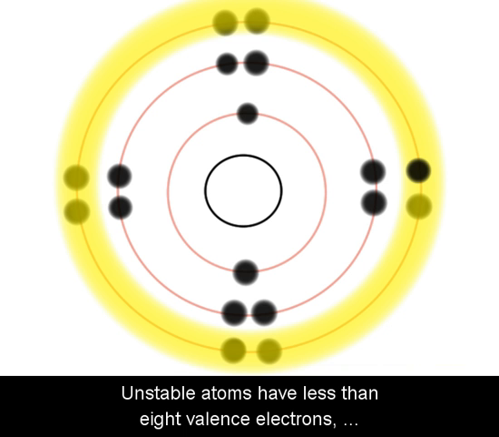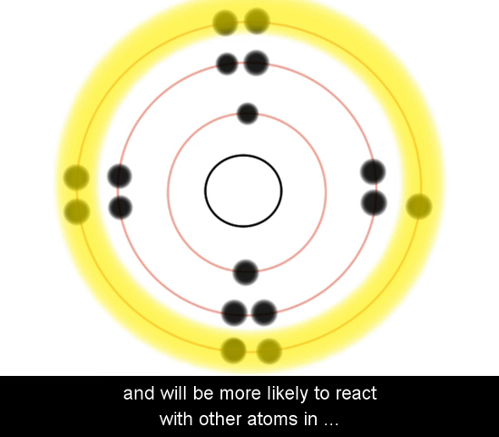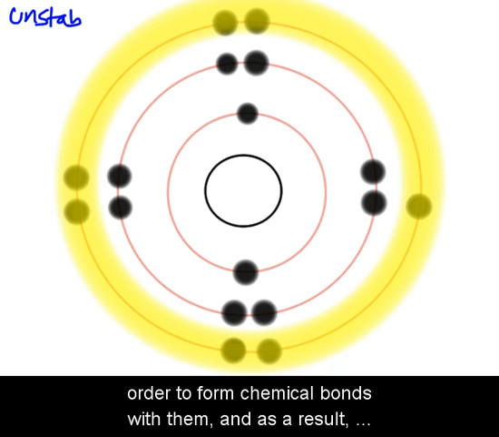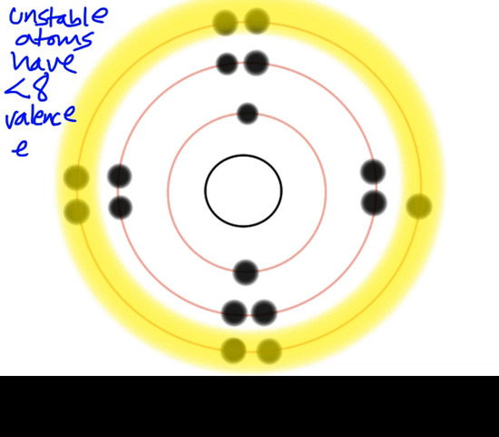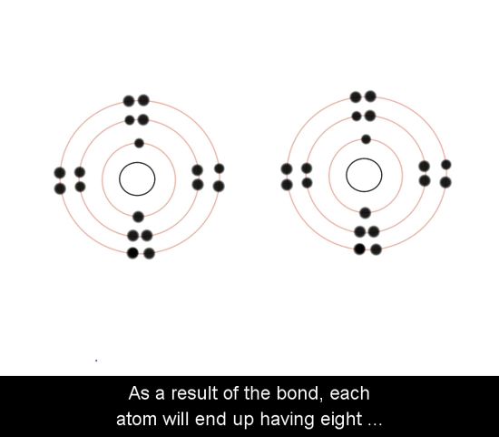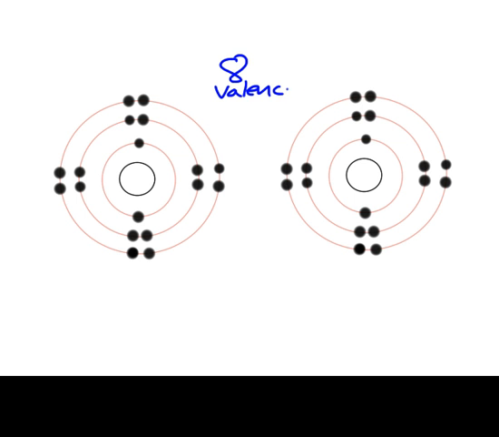Unstable atoms have less than 8 valence electrons and will be more likely to react with other atoms in order to form chemical bonds with them, and as a result, more stable products. As a result of the bond, each atom will end up having 8 valence electrons.